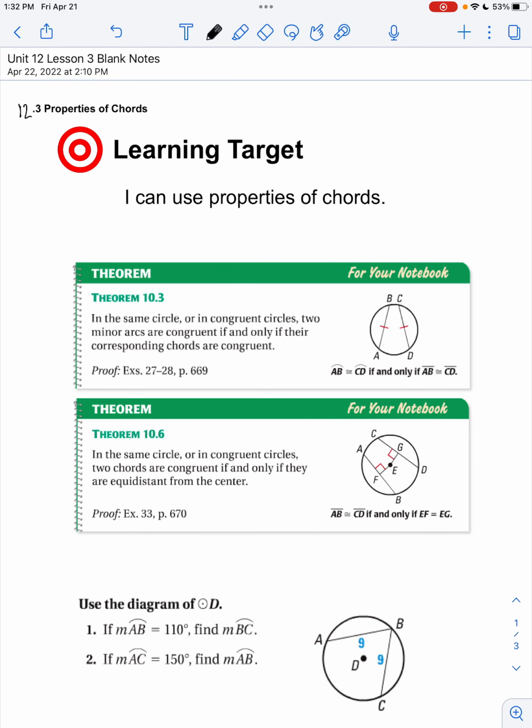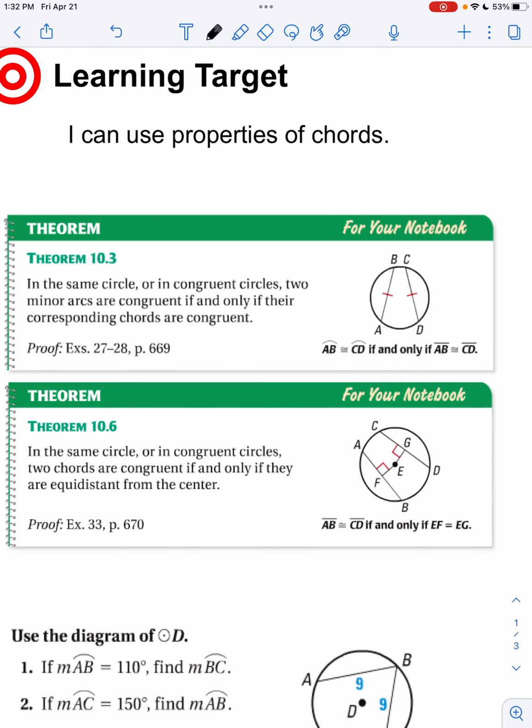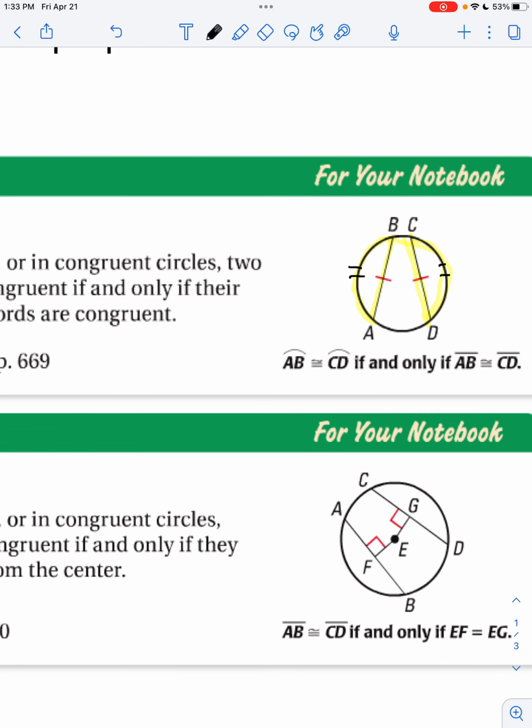Continuing with circles, I'm going to keep talking about properties of chords. As I look at this one, I see that in the same circle, two minor arcs are congruent if and only if their corresponding chords are congruent. Because in this problem I'm given that AB is congruent to CD, I know that their corresponding minor arcs out here are also congruent. So arc AB is congruent to arc CD because their corresponding chords are congruent.